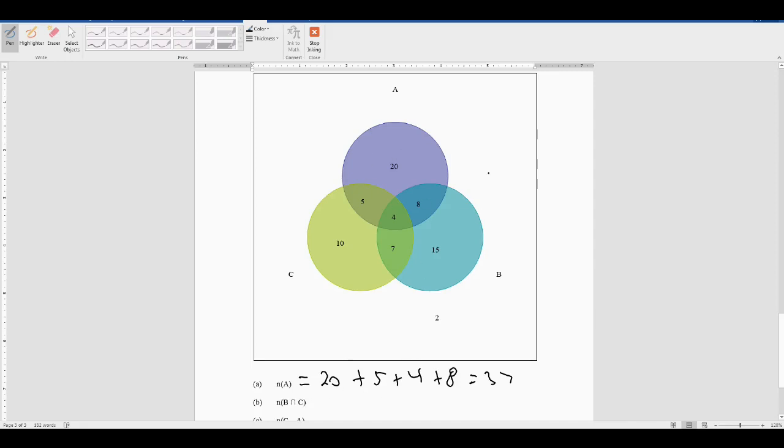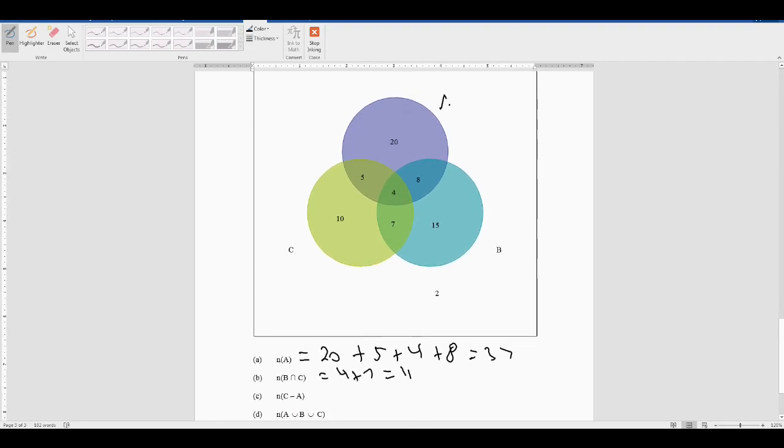Now B intersects C. This is B and this is C. Where they intersect, those two. See that? No, I lied. I was looking at A. Don't look at A. Look at C. B and C. We're doing B and C. I guess that's the aqua and the yellow intersect? Right there. So it's going to be 4 plus 7, which is 11. So that's where B and C intersect.